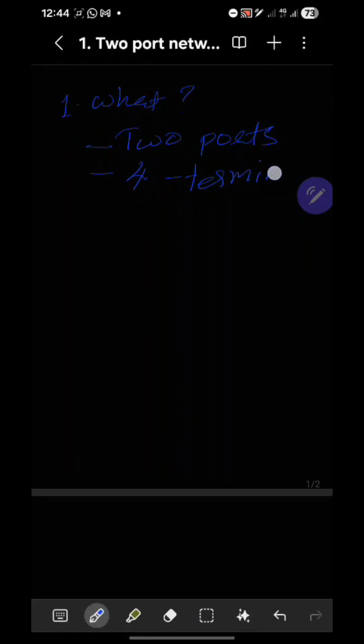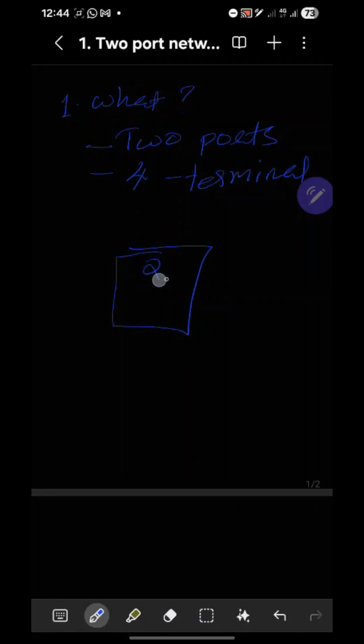So basically, what is a two-port network? From the name itself, it is clear it has two ports. What's a port? A port is a pair of terminals. A pair of terminals is called a port. So we can say if it has two ports, it has four terminals. We can say this two-port network is a four-terminal network as well.